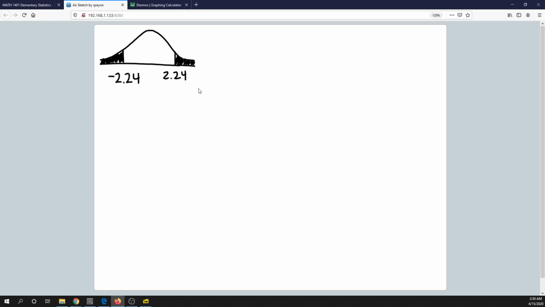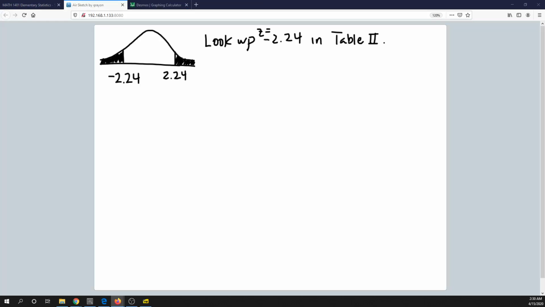All right, so what I'm going to do is to look up minus 2.24, a z of that, in table 2. All right, so let's do that. And just give me a minute. I should have done this before, but I did not.